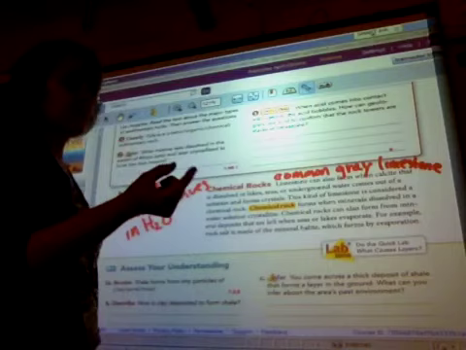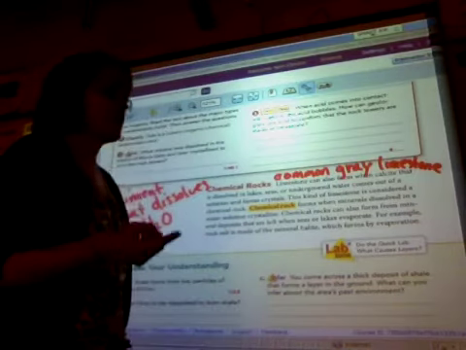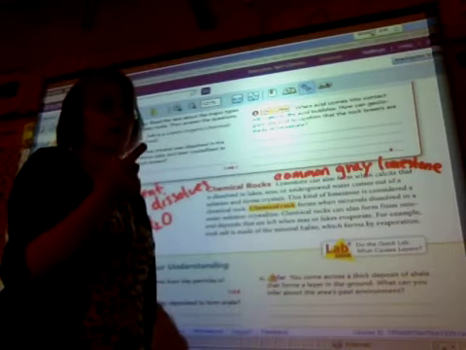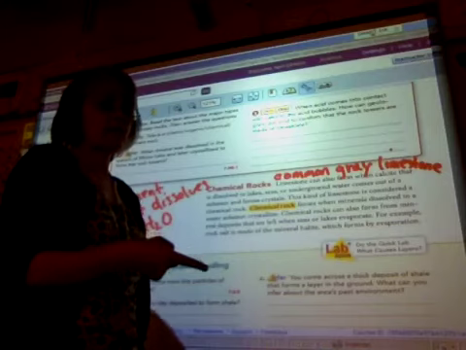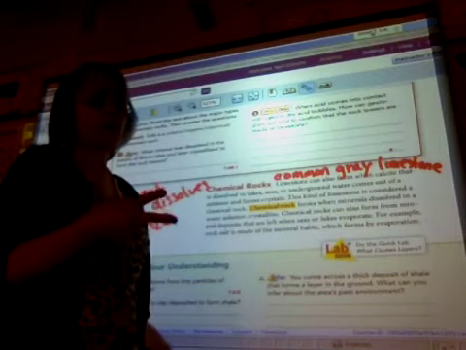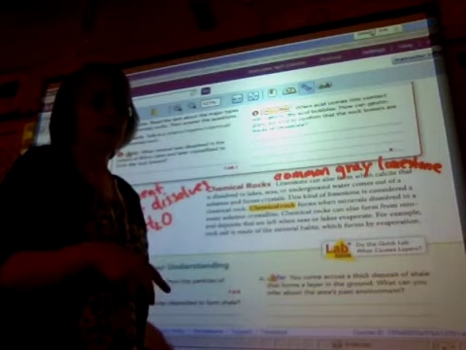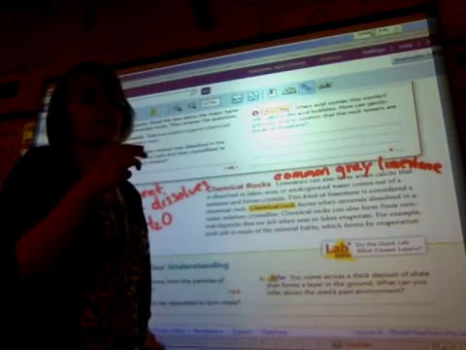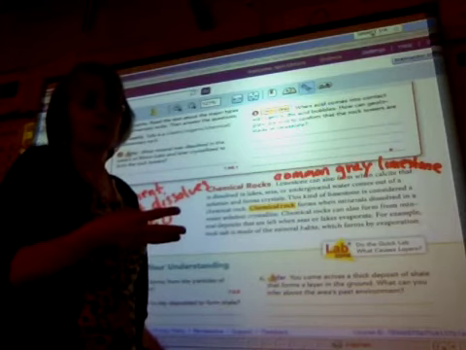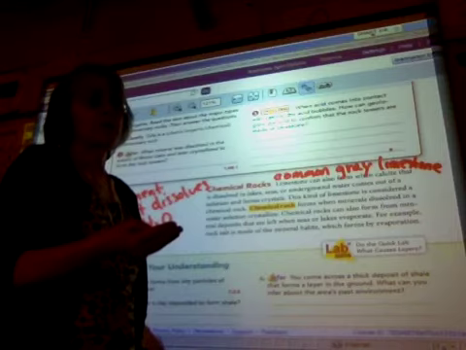Again, sedimentary rocks are formed with sediment. There are three types of sediment: pieces of rock, they form clastic rocks; remains of living things, they form organic rocks; and sediment that dissolves in water, and they form chemical sedimentary rocks.